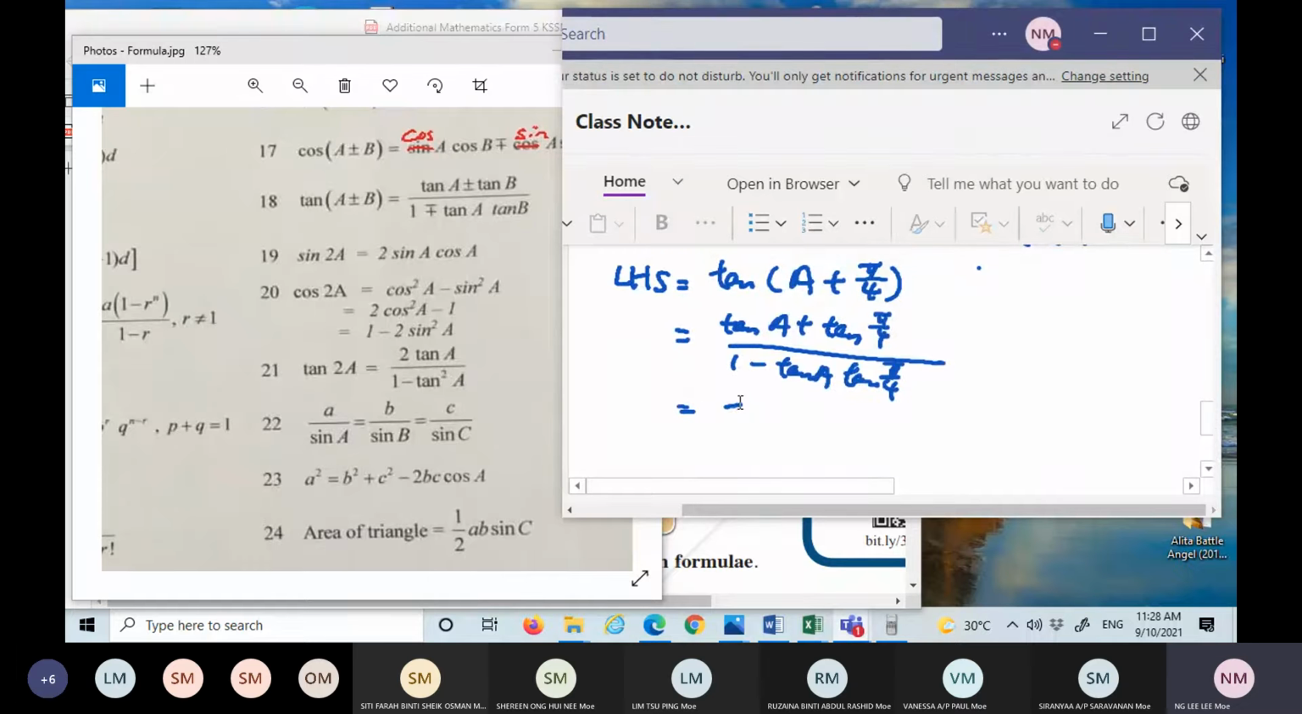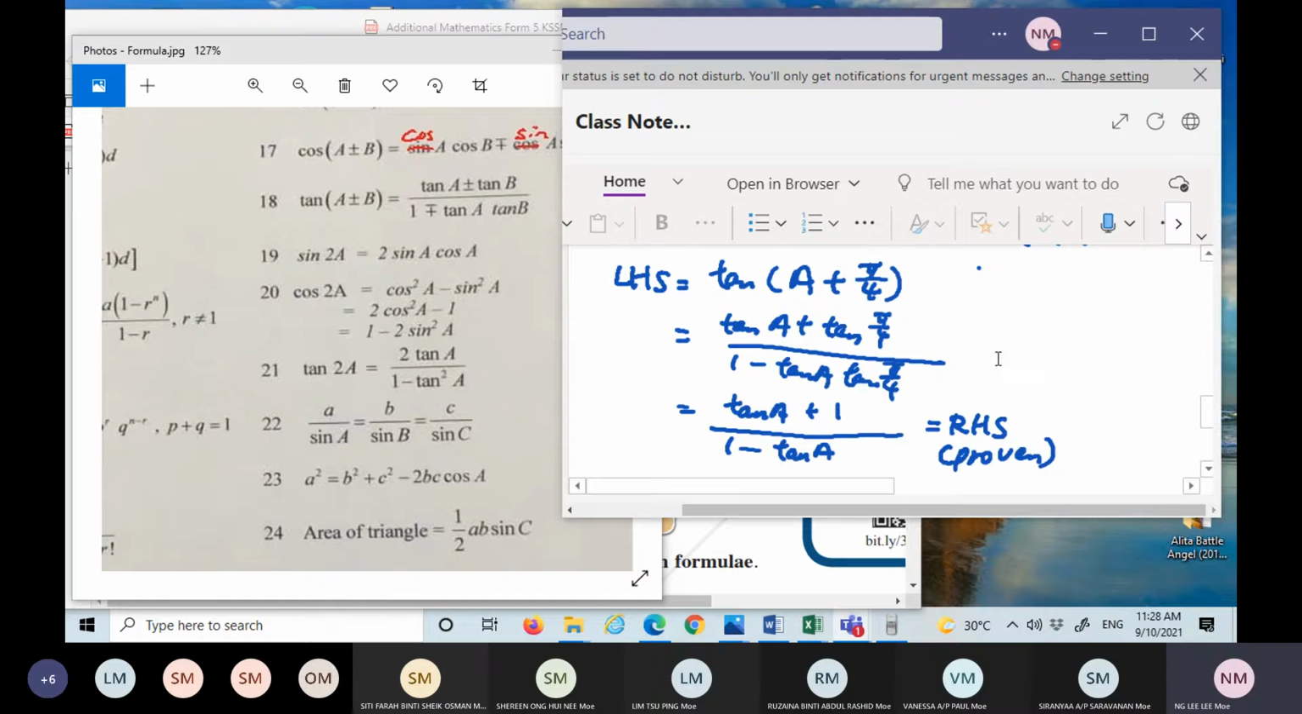Tangent A, you just write back tangent A. Tangent pi over 4, just now we tried it, is 1. 1 minus tangent A times 1 is tangent A. You want to rearrange also can, because the right hand side is 1 plus tangent A. Tangent A plus 1 and 1 plus tangent A is the same. So this is equal to right hand side. So proven.